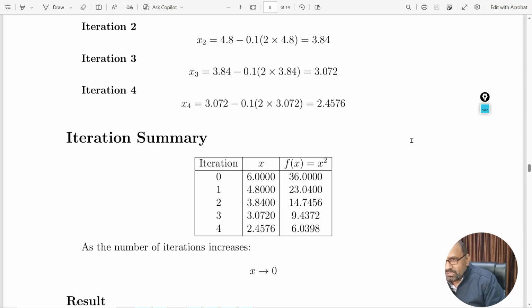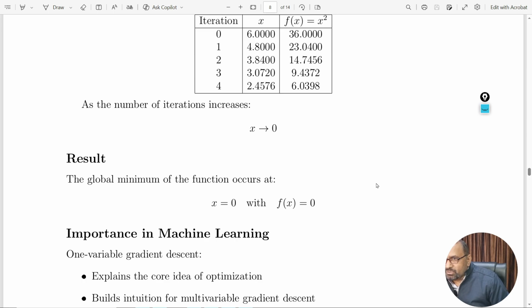Here you can also see the value of x is approaching 0. The value of x is decreasing, and corresponding to that the value of f(x) is also decreasing. When x approaches 0, we have the minimum value of the function. So here you can see x = 0 with f(x) equal to 0. This is the global minimum of the function, occurring when x equals 0 and f(x) is equal to 0.